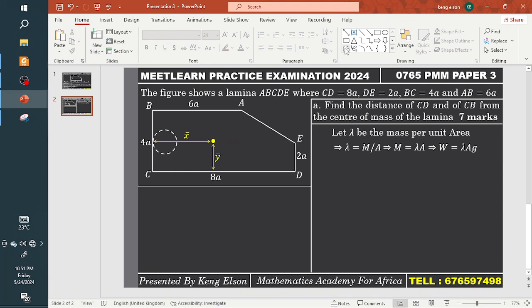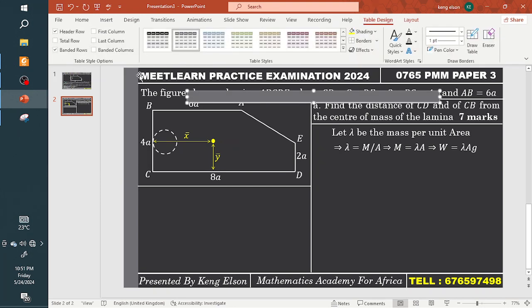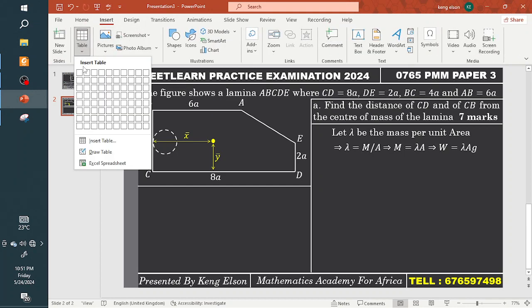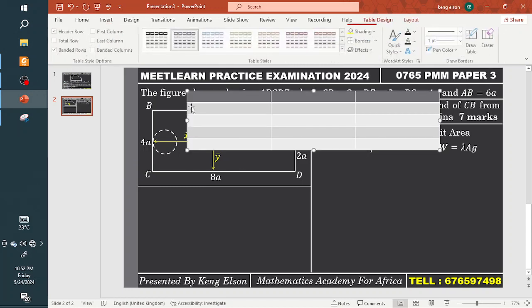Alright, now we have a table where we are going to have portions. So I come to insert, I take table. We are going to have portion. We have the width of every portion, then the distance of the center of mass of every portion from things. How many portions are here? We are going to divide the body into various portions. Let me just put some, we are going to adjust later.